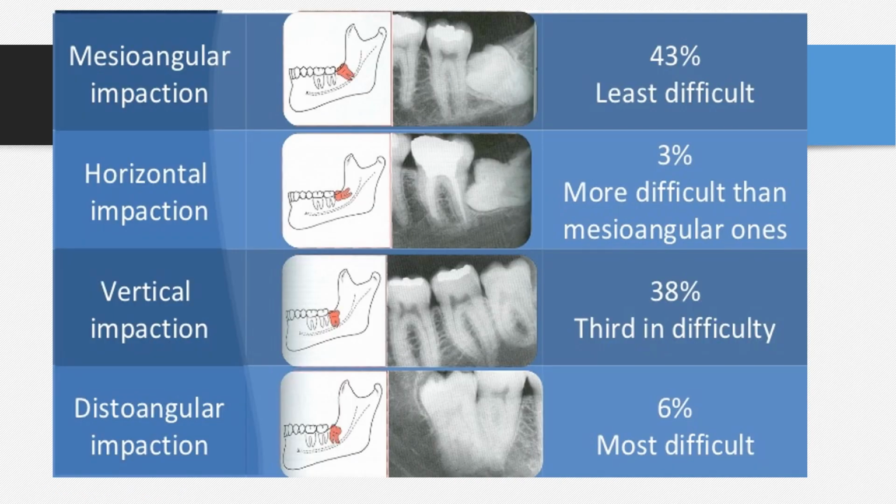So, based on the previous knowledge that we know, mesioangular impactions amount to 43% of cases, and they are the least difficult compared to horizontal impactions and vertical impactions or distoangular ones, which are the most difficult to extract. So, based on your impaction on your scout image or the principal image that you've taken, an IOPAR or panoramic, you would want to determine if a CBCT is required in case of difficult impactions.